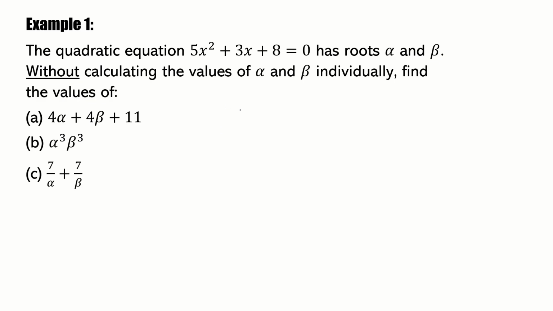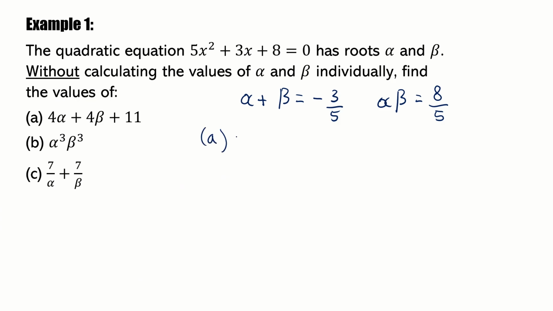And therefore, to use as building blocks, we can start by just working out what the value of alpha plus beta would be by realizing it's going to be minus 1 lots of the value of b, 3, divided by the value of a, 5, and also work out the value of alpha times beta, which is just going to be the value of c, which in this case is 8, divided by the value of a, which is 5. Nice, so we can now use these things to work out the values of the things we're trying to calculate in part A, part B, and part C.